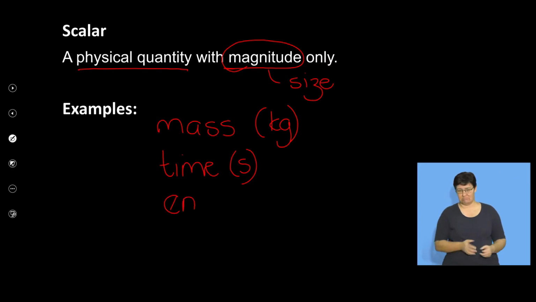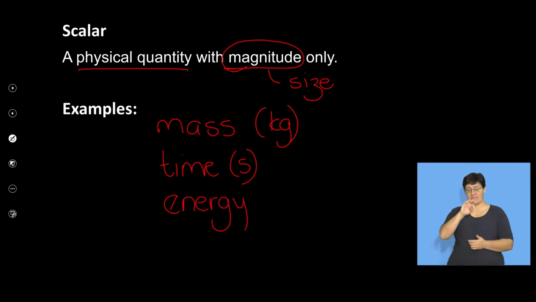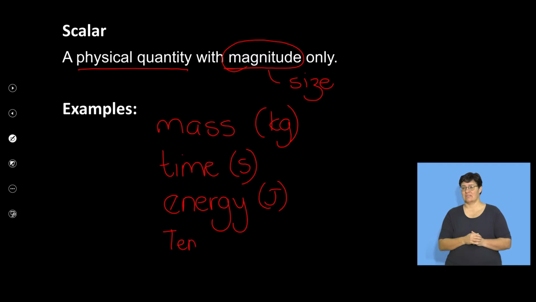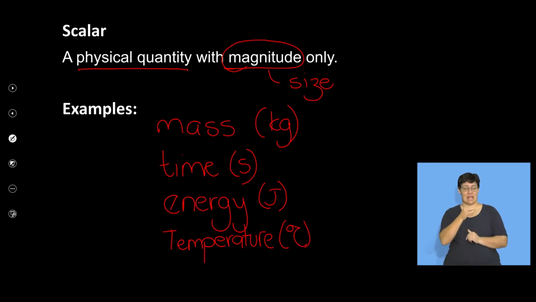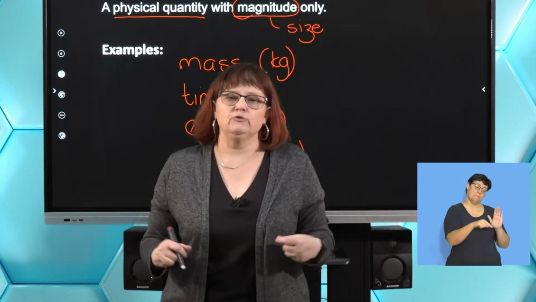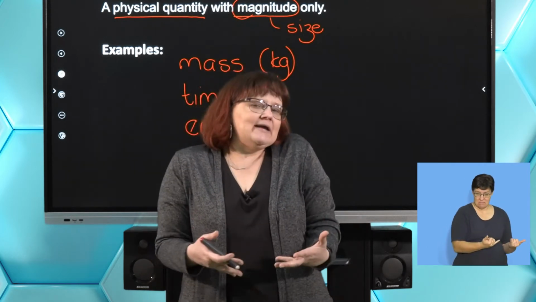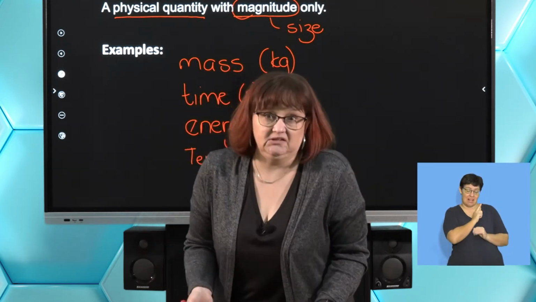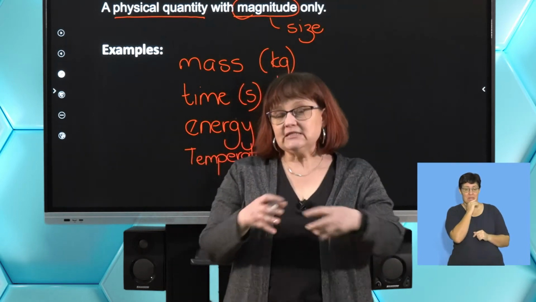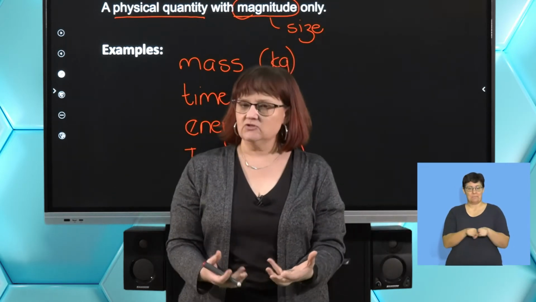Energy is a scalar. It has size, okay? Temperature is a scalar. Energy is a scalar, not a vector. I'm not doing vectors yet. Now here, temperature is a little different to the other ones, because temperature I can describe as negative. So I can go, it's minus 2 degrees today. That minus just tells me how cold it is. It's not a direction. It's still giving me the size of it.